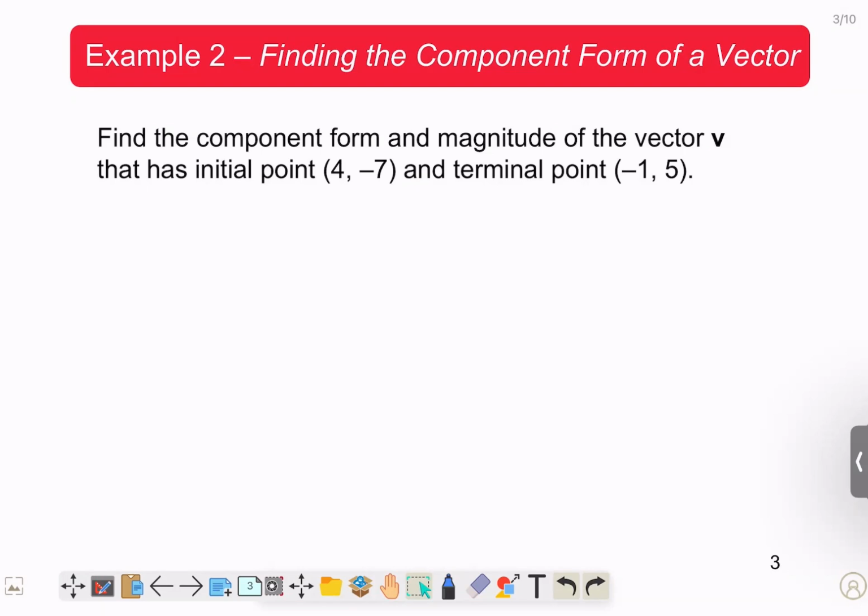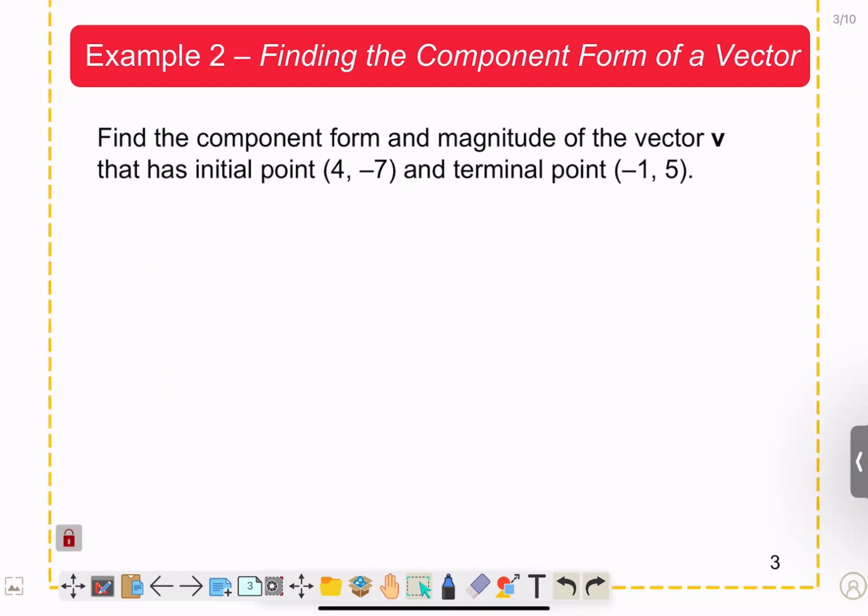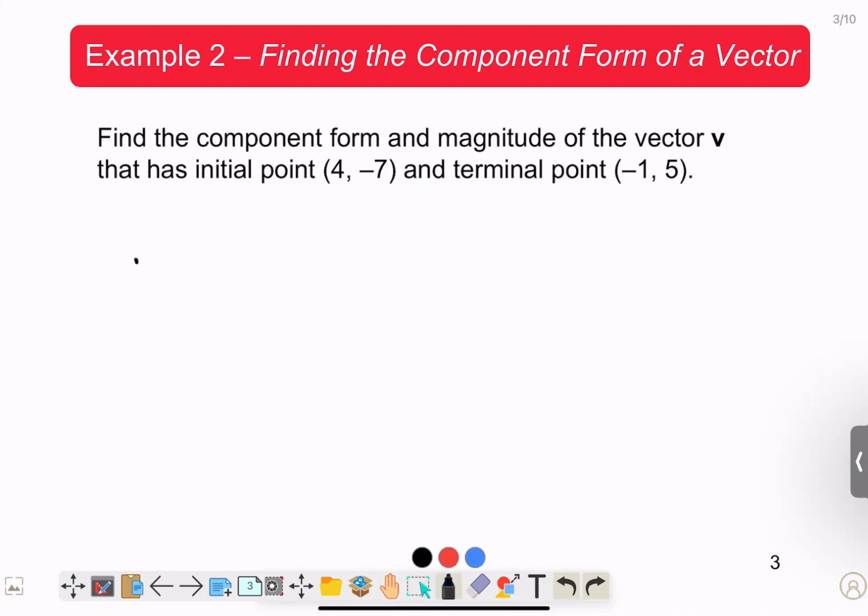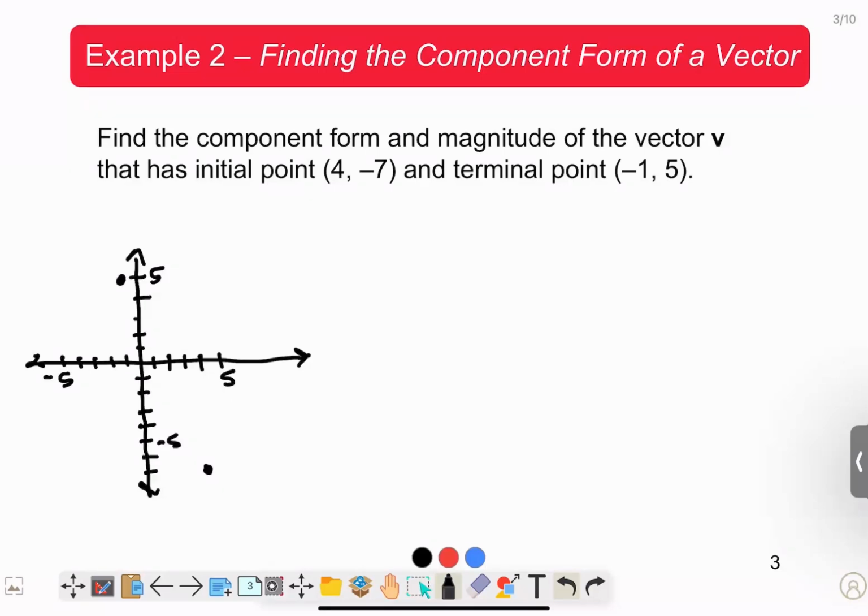So let's see how we would go about using that in an example. So we're looking for component form and the magnitude. I find it helpful to draw a picture of this vector and get a visual of what we're looking at here. So just plotting these points in an XY plane and drawing the directed line segment to represent the vector.